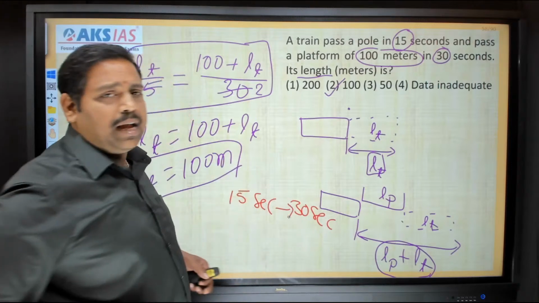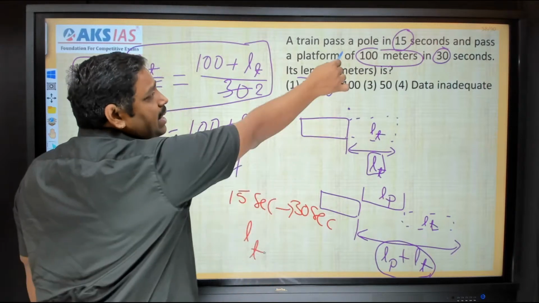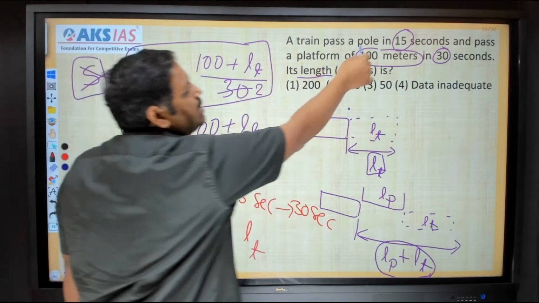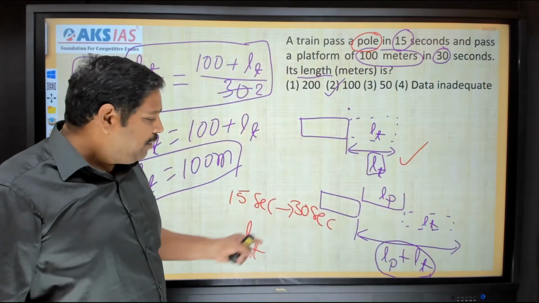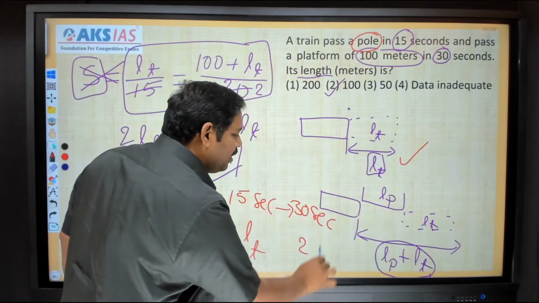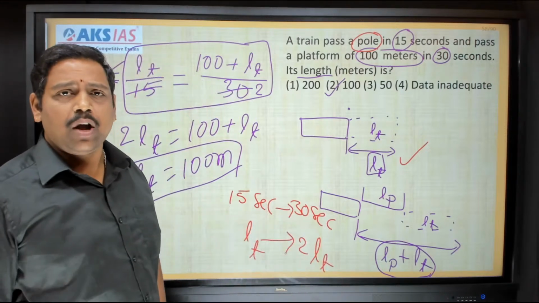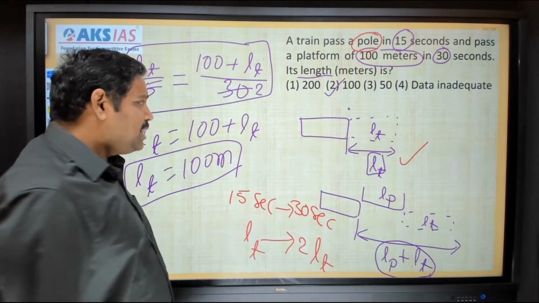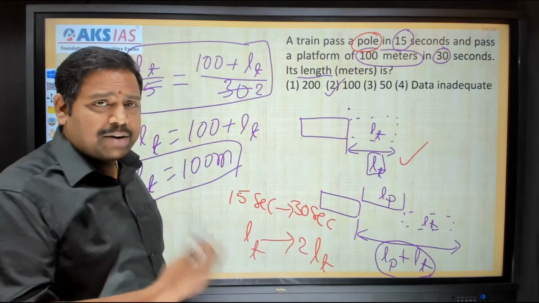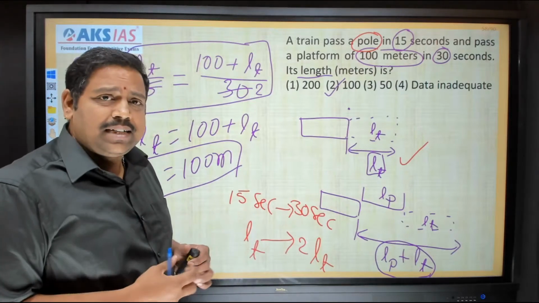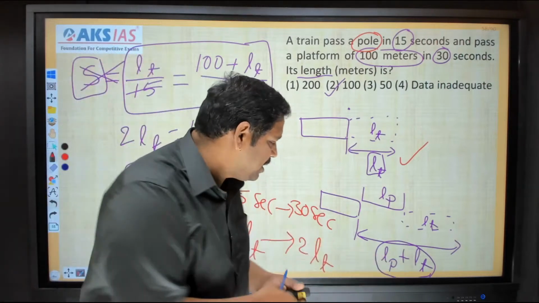It has taken double. That means previously it covered the length of the train, because when it is crossing a pole, it is covering its own distance, meaning the length of the train. Now it has to cover 2 times the length of the train. Is it correct? Because time is doubled, the length should also be doubled. That means in the second situation, when it is crossing a platform, the distance it covered was doubled. The distance it covered, we know, is LP plus LT, right?